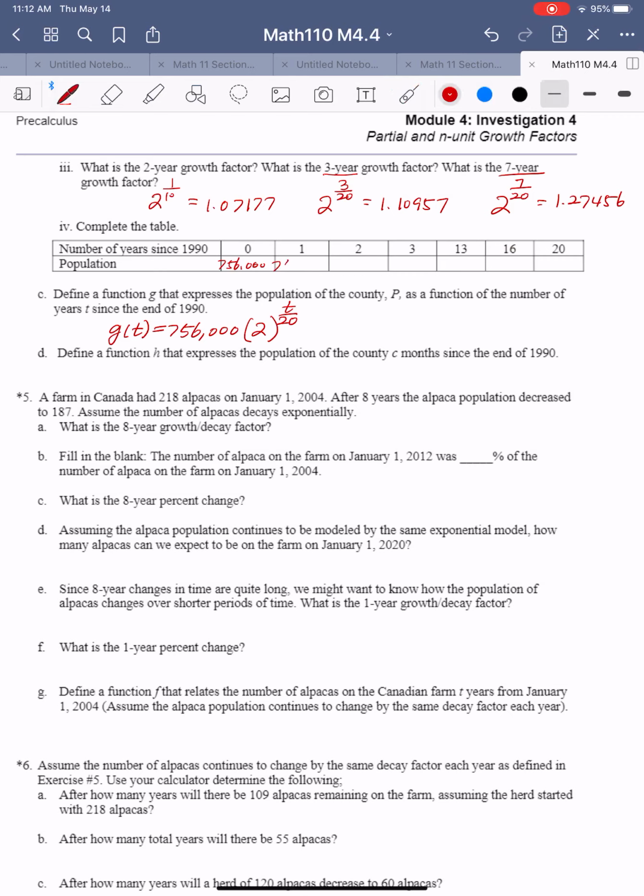So 782,660, and 810,261, 838,835, 1,186,291, and 1,512,000.